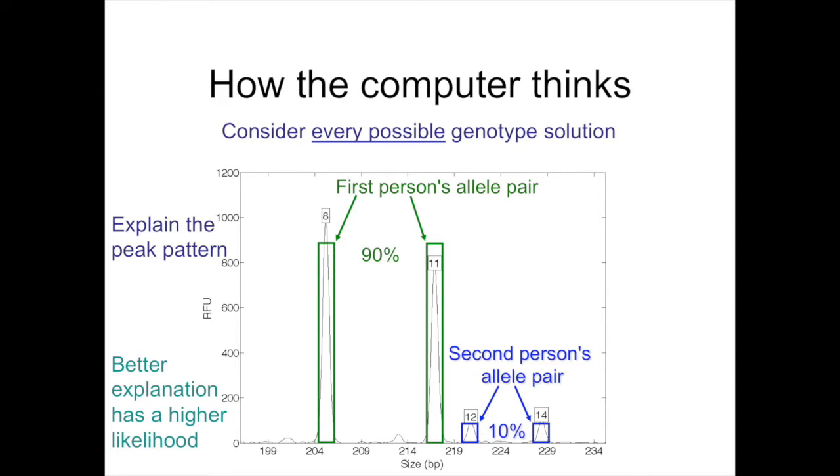This is how the computer thinks in brief. What the computer does is it proposes answers and compares them with the data. Suppose the computer proposed that there's one person present with a genotype of this 8 and 11 in 2 tall green rectangles, and then it proposed that there's a smaller amount, maybe only 10% of that, of a second person shown in the blue rectangles, and their pair of alleles is a 12, 14 in a much lower quantity.